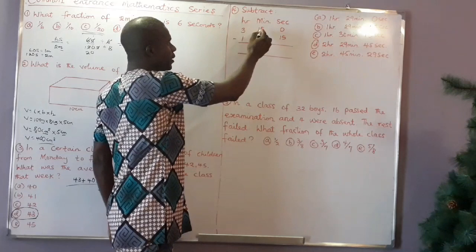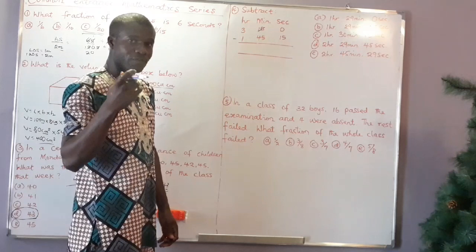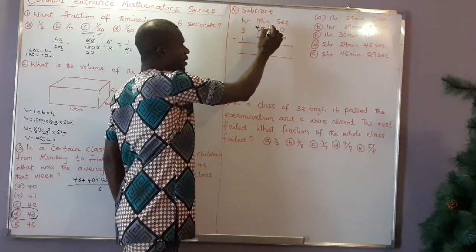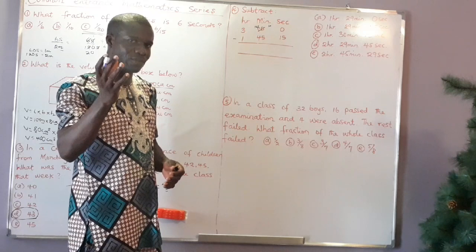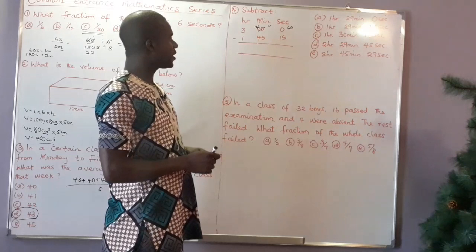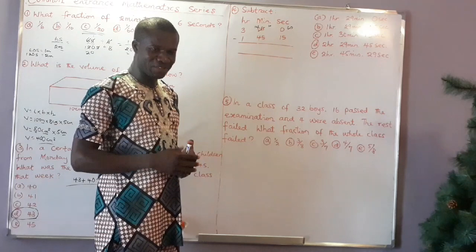If you remove 1 from 15, it won't be 15 again. This will be 14. That one you are borrowing, don't forget, is 1 minute. As you bring 1 minute to seconds, 1 minute is equal to 60 seconds, right? So this will give you 60. So 60 minus 15, what will it give you? 45. That's true. He answered correctly.